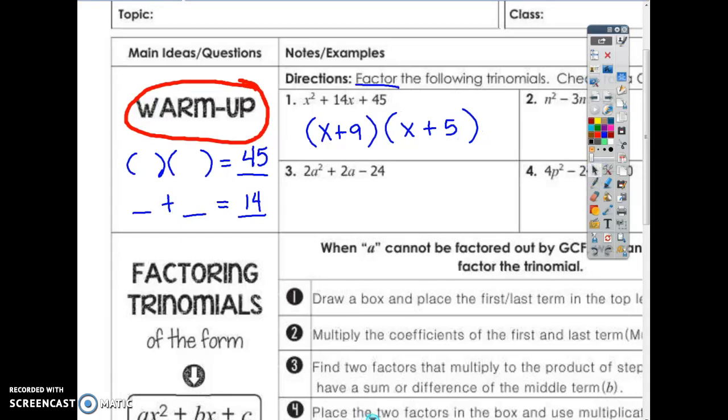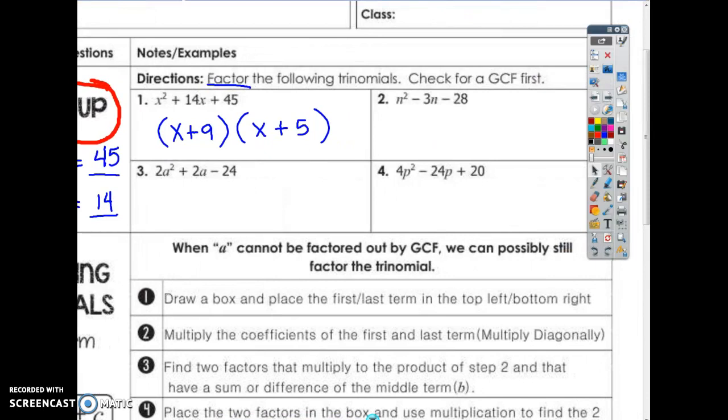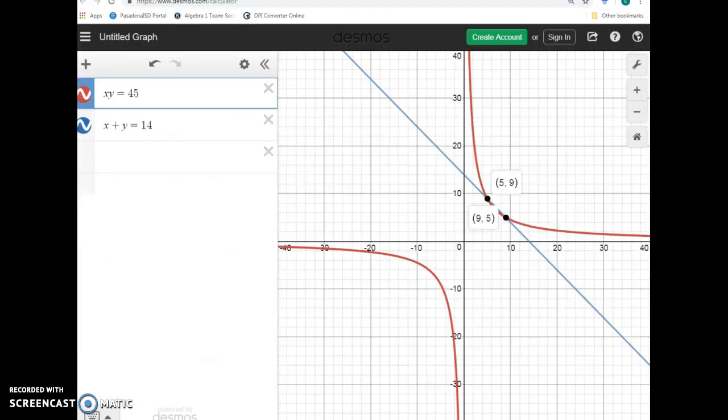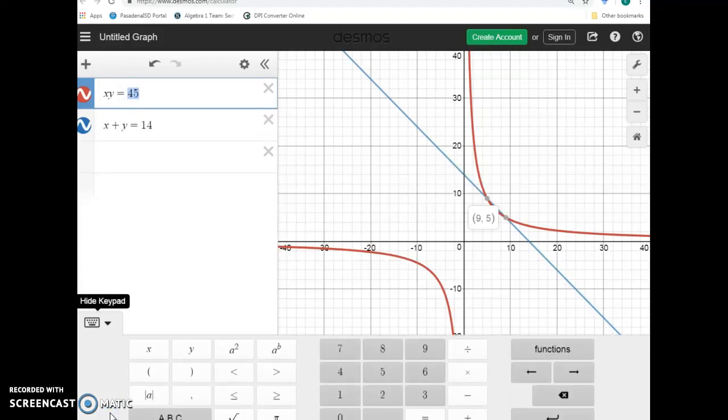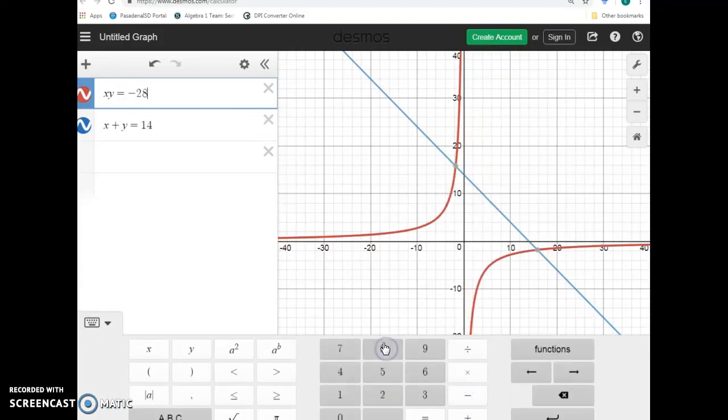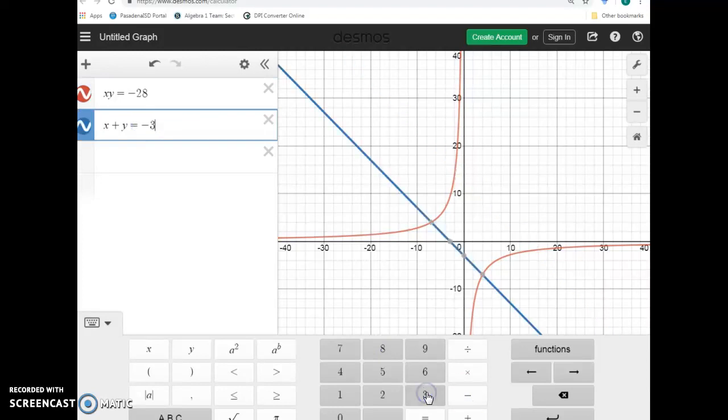So we're going to do the same thing with the second one. I need two numbers that multiply and give me negative 28 and add to give me negative 3. So I'm just going to change my numbers, don't change the equations, to a negative 28 and a negative 3. So this becomes a negative 28, and this number becomes a negative 3.